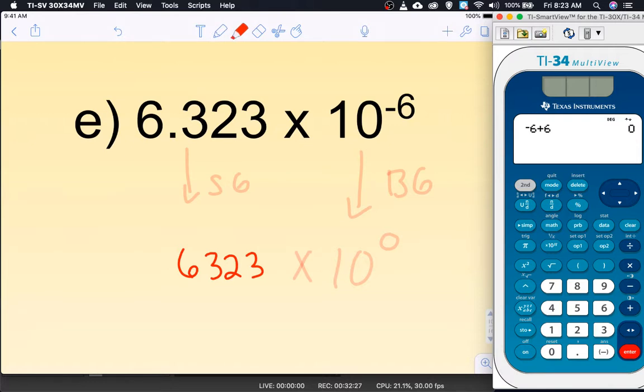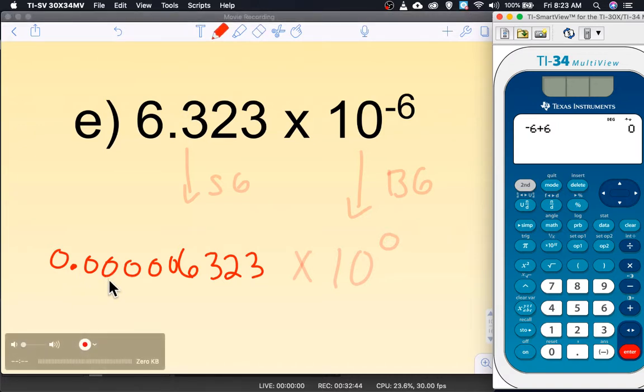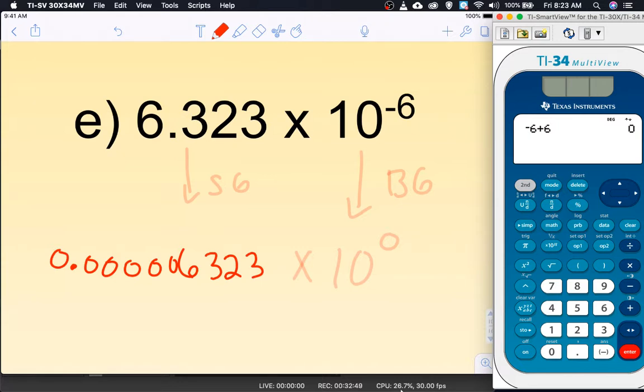So I'm moving my decimal 6 places. 1, 2, 3, 4, 5, 6. Fill in all my empty slots with zeros. And there's my decimal. And most people put the 0 out front here. So it's 0.000006323 in standard form.